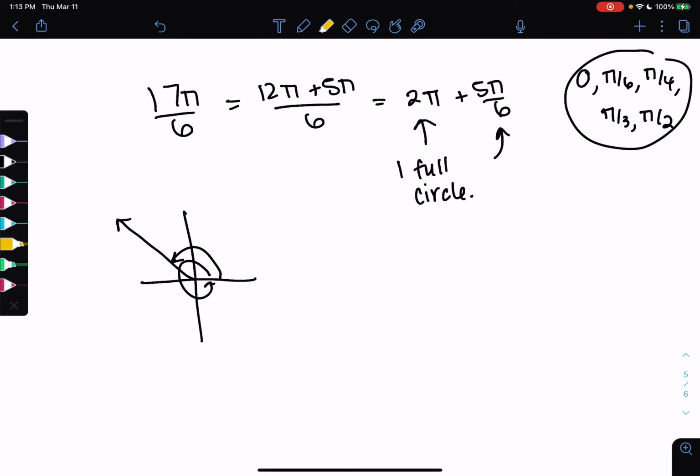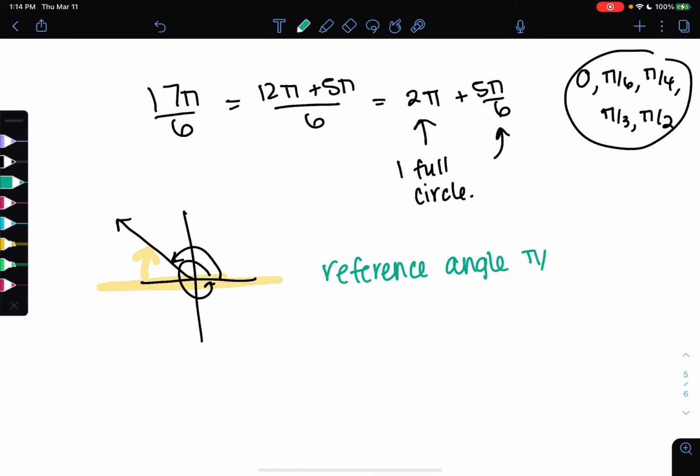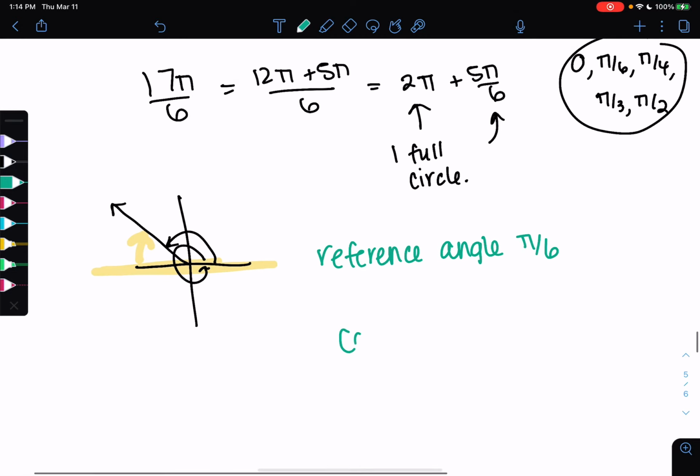So the reference angle would be the shortest distance to the x-axis. So that would be on the left side. So my reference angle would be pi over 6. So cosine of 17 pi over 6 will equal either positive or negative cosine of pi over 6.